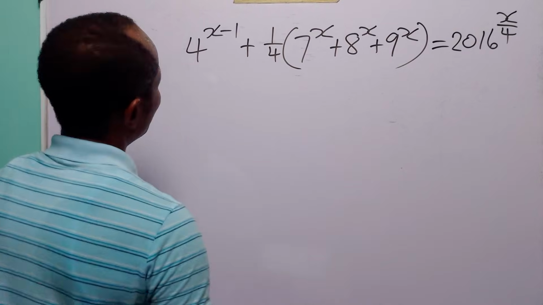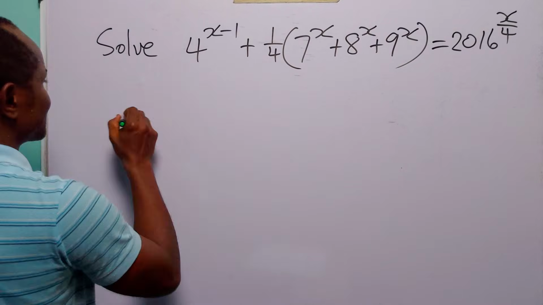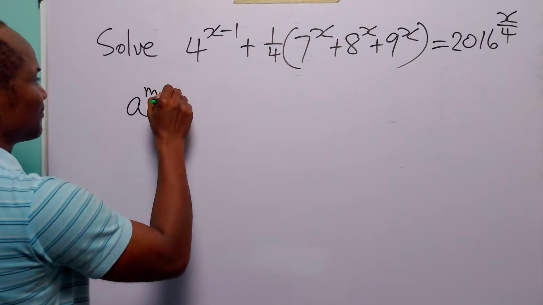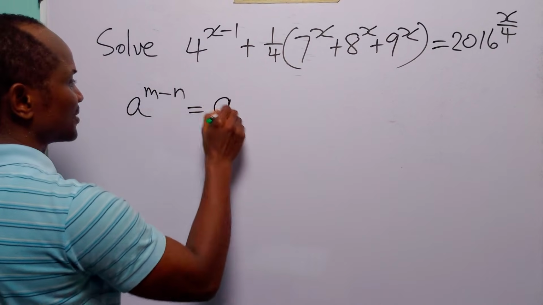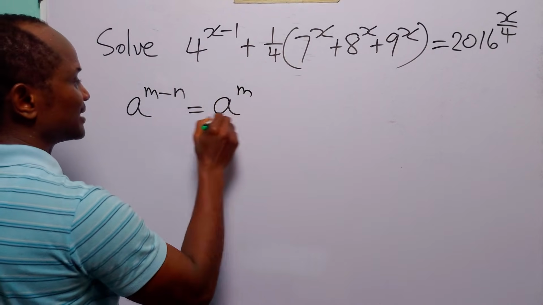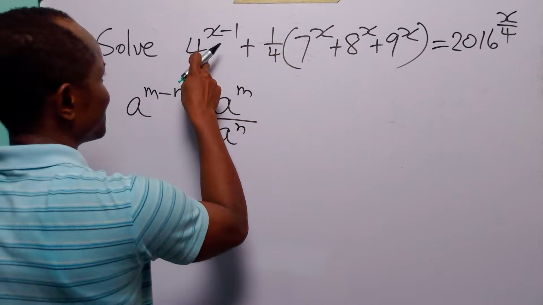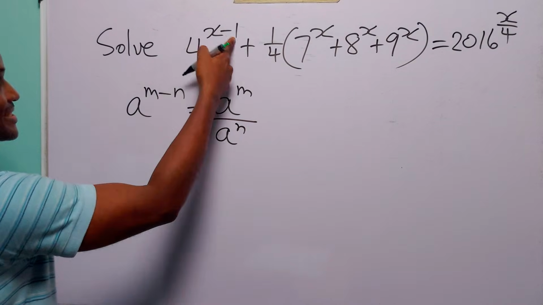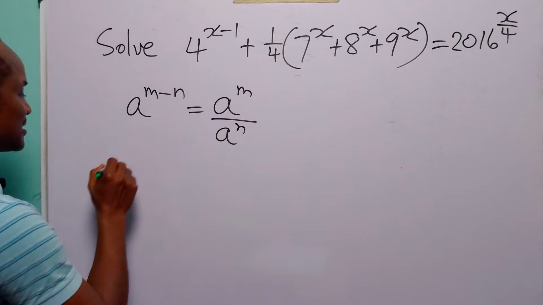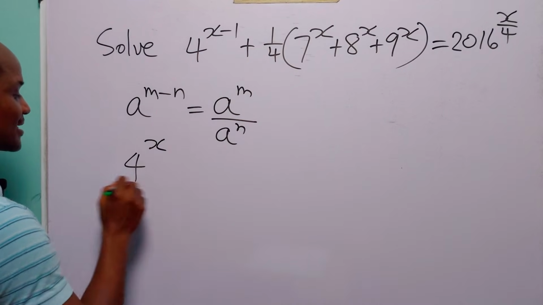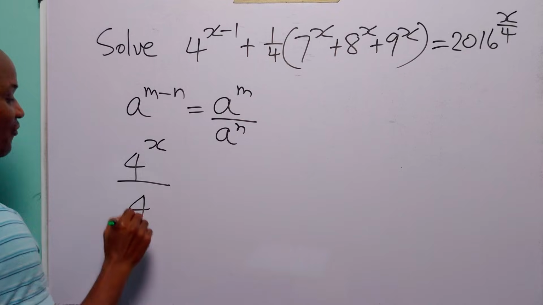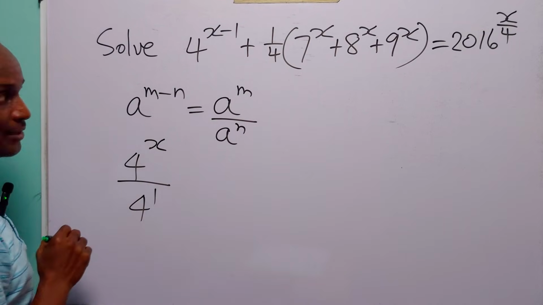Now, let us recall from our laws of indices that a to the power m minus n is equal to a to the power m divided by a to the power n. So that simply means that 4 to the power x minus 1 simply means 4 to the power x divided by 4 to the power 1.